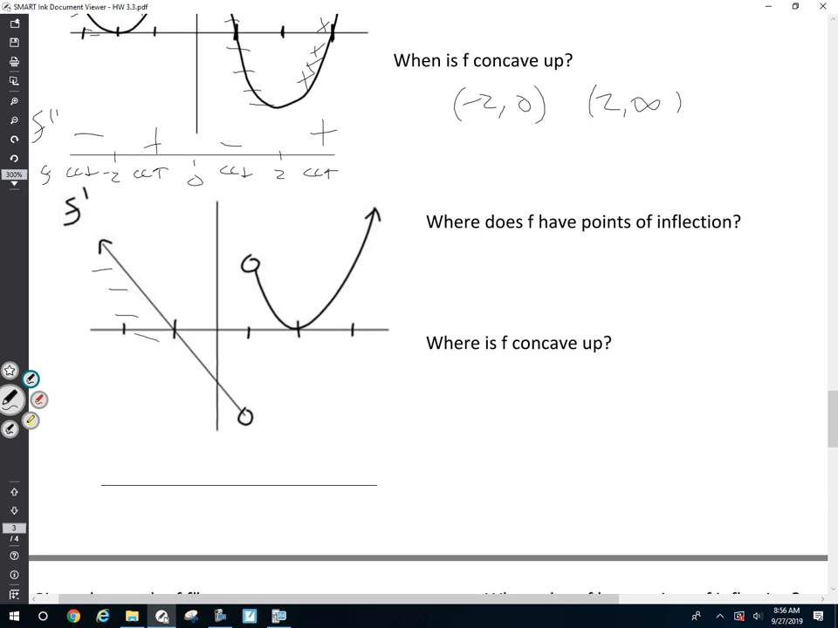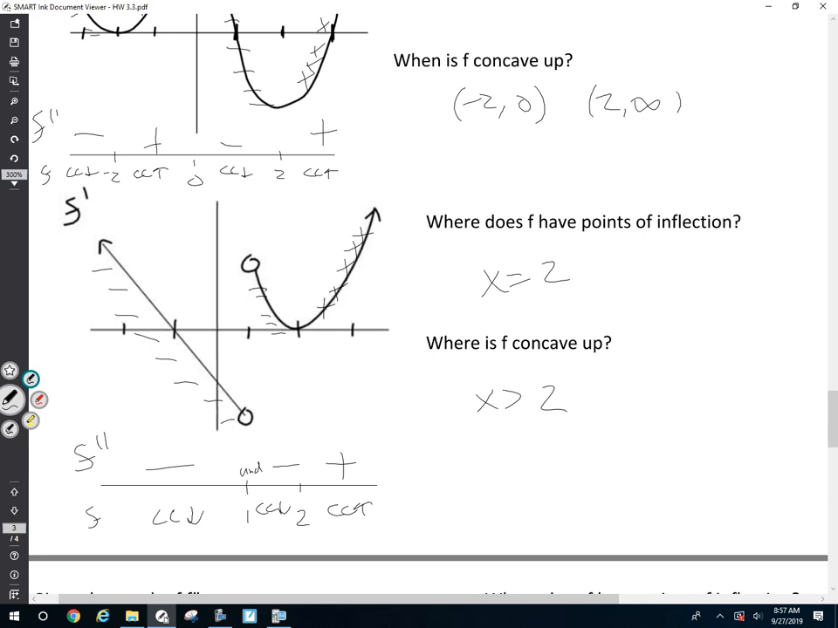Negative tangent slopes, undefined. This is an important point. I'm going to put it undefined. But then I go negative tangent slopes, so 1, 2, and then positive tangent slopes after 2. We only have a point of inflection at 2, and we are only concave up for x bigger than 2, or from 2 into infinity.